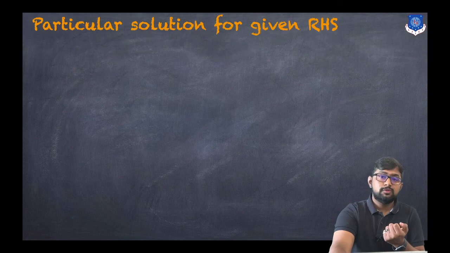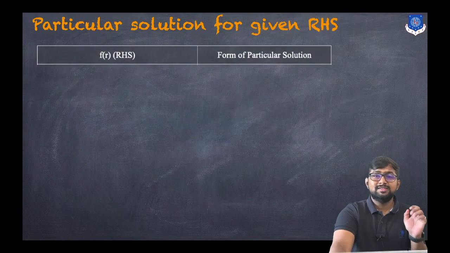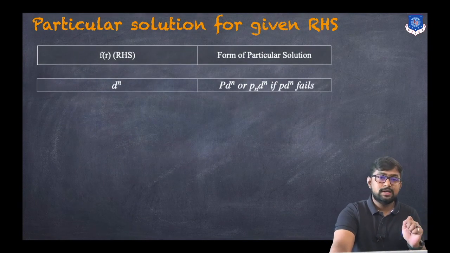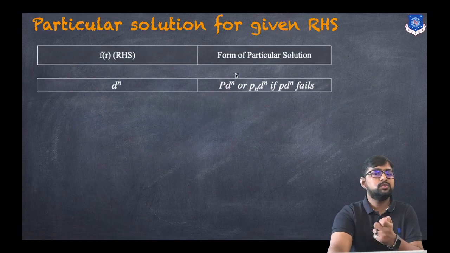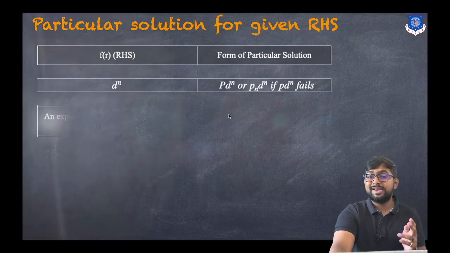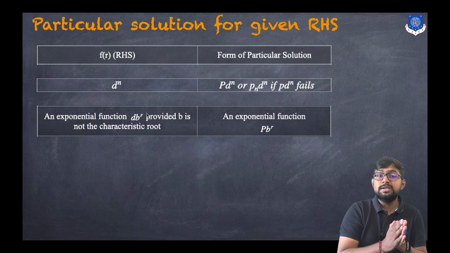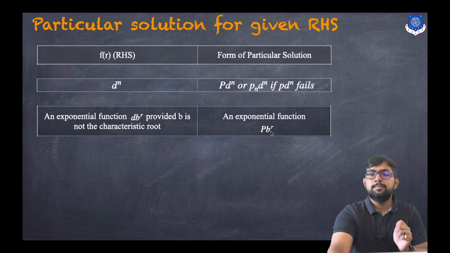Now the particular solution for a given RHS. In the previous session we discussed two or three types. So we will discuss first f(r), that is the right hand side, and the form or choice of particular solution. If the right hand side equals d raised to n, then we select p d raised to n or p n d raised to n. If p d raised to n fails, then the second case is an exponential form. If the right hand side is d b raised to r, and provided b is not the characteristic root, then we will choose a particular solution as p b raised to r.